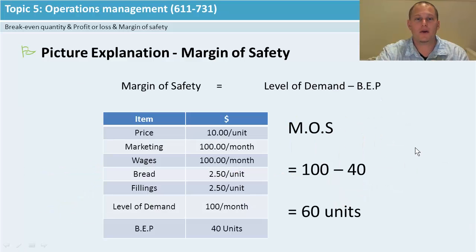So how do you work out this margin of safety? Well, it told before that the level of demand was 100 and your break-even point was 40, your break-even quantity. So your 100 minus the 40, so you've got a margin of safety of 60 units. So you could give away 5 in a sense, and you still know that you're making profit overall.